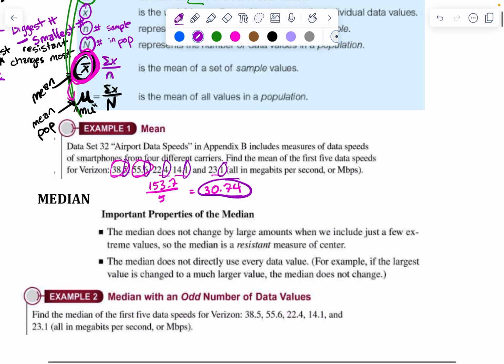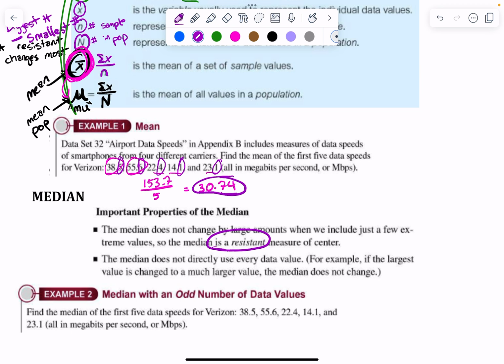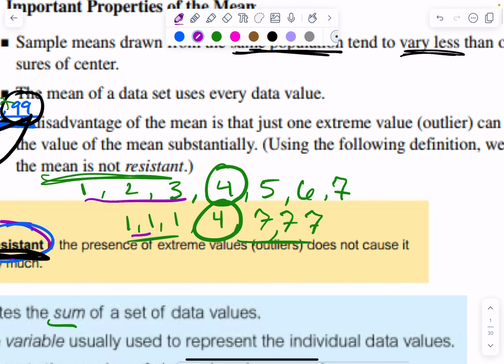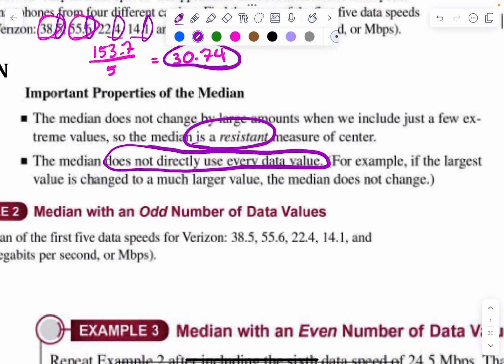All right. Median. Important properties of the median. The median does not change by large amounts when we include an outlier. So it is a resistant measure of center. It is way more resistant than the mean is. The median does not directly use every data value. For this example that I gave up here, 4 is the median in both of those data sets. So it did not matter that I changed those data sets at all, because 4 is still the median. It does not directly use every data value, okay?